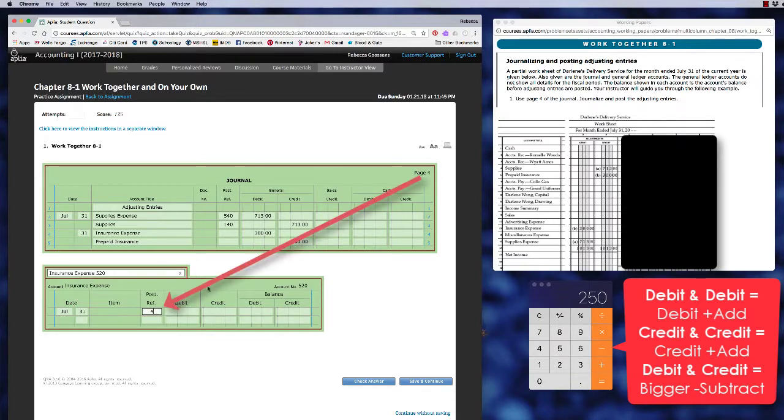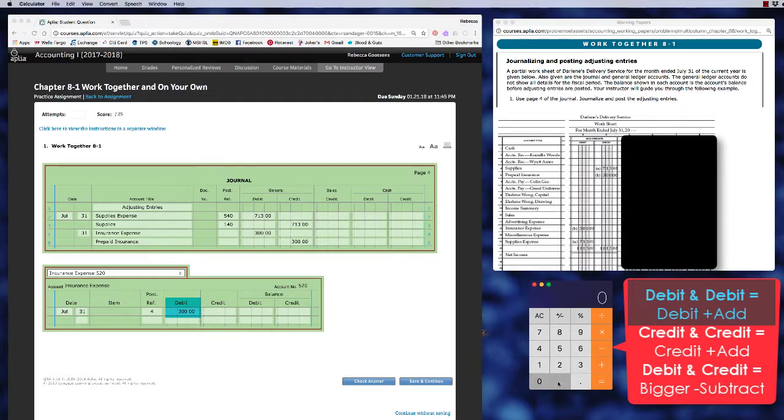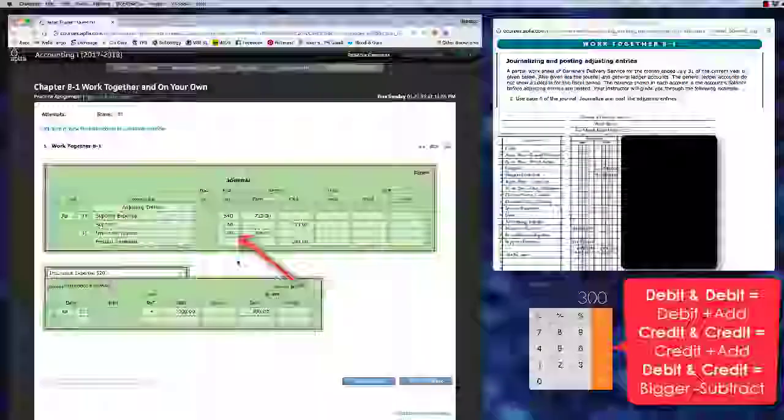Open up insurance expense, our next account, on July 31st. Page 4 of the journal. Insurance expense is a debit of $300. Again, here's where I take that 0 plus 300. Wow, debit plus a debit is a debit of 300. Take 520 now that we've posted that, and make sure you record that in the journal.